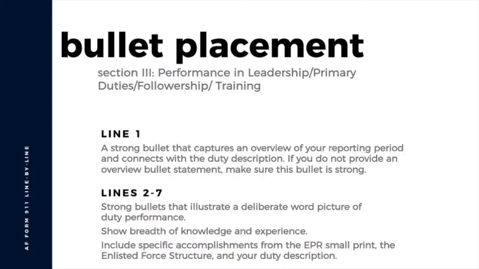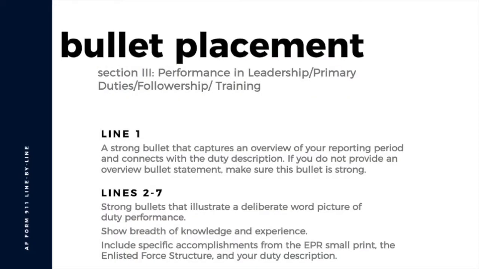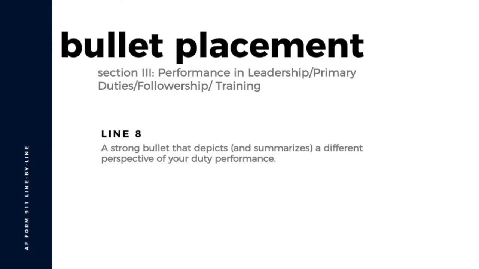So now look at line 1, you have here the strong bullet, the same thing that I talked about before, a strong bullet that really sets off the tone for your EPR and connects back to your duty description as well. And then in lines 2 to 7, same thing as the 910, you want to show strong bullets with a deliberate word picture, showing breadth of knowledge, experience, and including accomplishments from the EPR small print, listed force structure, and your duty description. Line 8 is the same as line 6 in section 3 of the 910. You want to use a strong bullet that summarizes or depicts a different perspective of your performance.